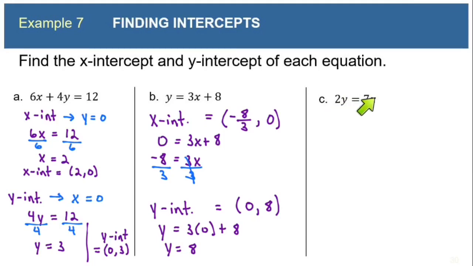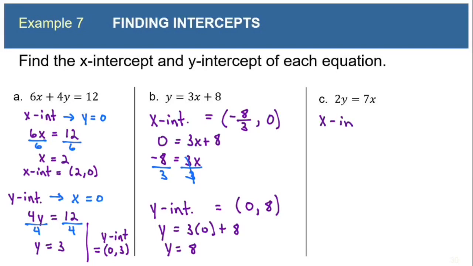And then here in part C, this one even looks a little different because it has no constant term, but that doesn't mean that we do anything different. We still will plug in y equals 0 to find the x-intercept and x equals 0 to find the y-intercept.